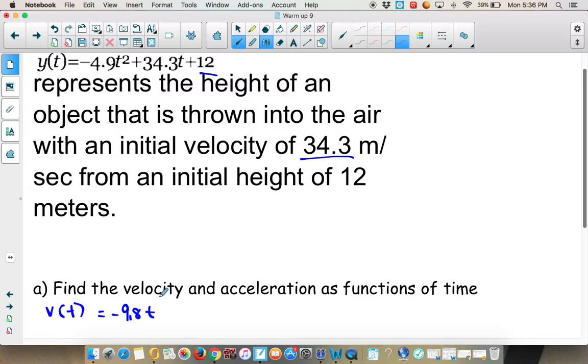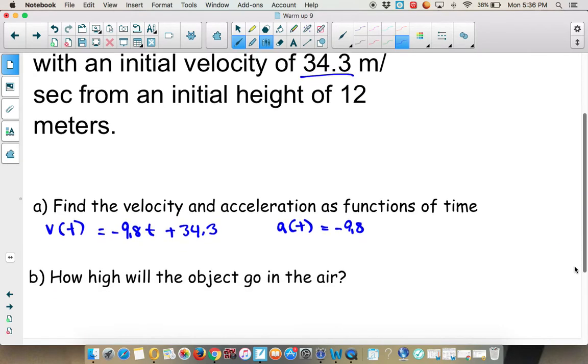Then it's going to be to the power of 1, because you're going to subtract 1 from the power, plus 34.3. And then the 12, because that's times t to the 0, is going to go away. And then my acceleration as a function of time is going to be negative 9.8, and that's your acceleration of gravity there in meters per second squared.